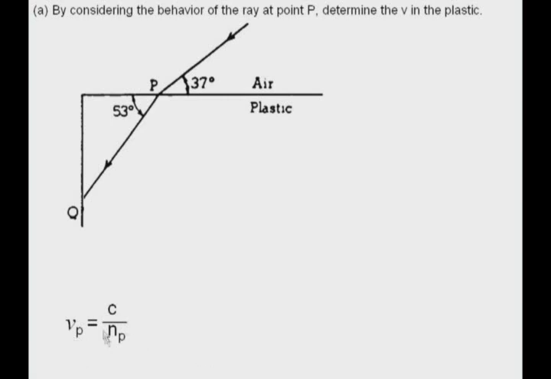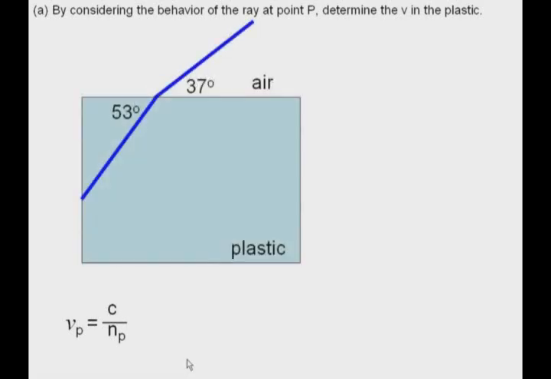To get n, we're going to have to use Snell's law. So let me redraw the picture here, air going into plastic. The first thing we do on every one of these problems is draw in the normal line where the light ray hits the surface. That's where it's going to be bending. The purpose of the normal line is to measure the angle from.